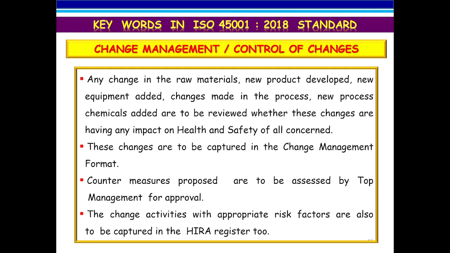new chemicals added are to be reviewed whether these changes are having any impact on health and safety of the employees and others. These changes, the impacts on occupational safety and proposed countermeasures to address the impacts are to be captured in the change management format and submitted to top management for approval for moving forward in implementing the changes. The change activities with appropriate risk factors are also to be captured in the HIRA register too.